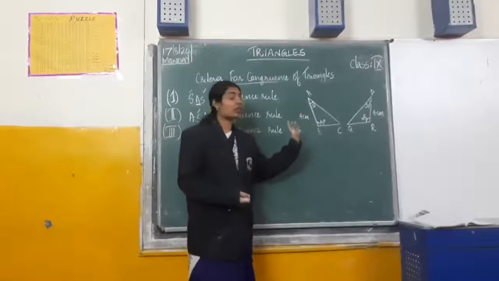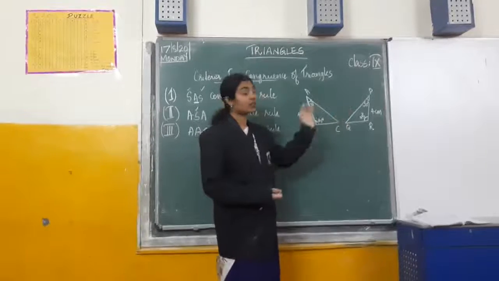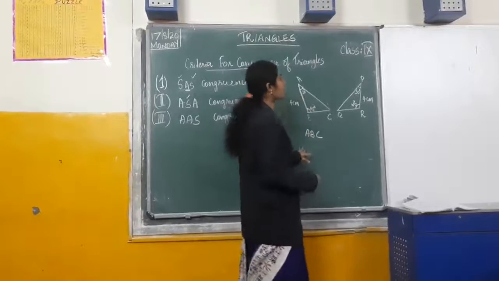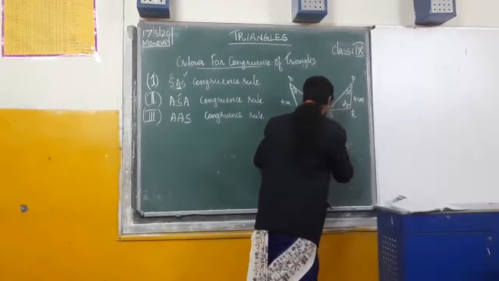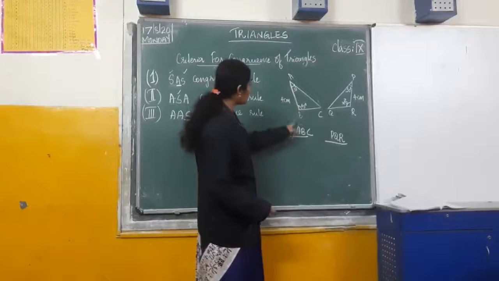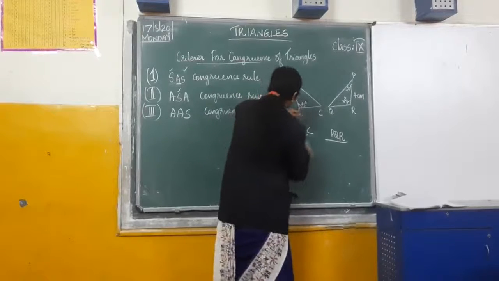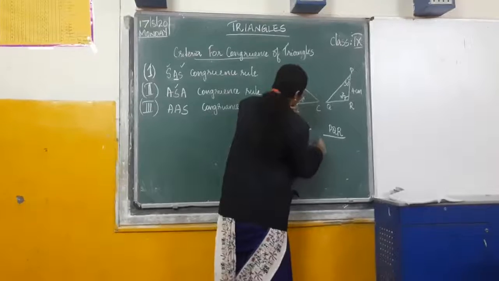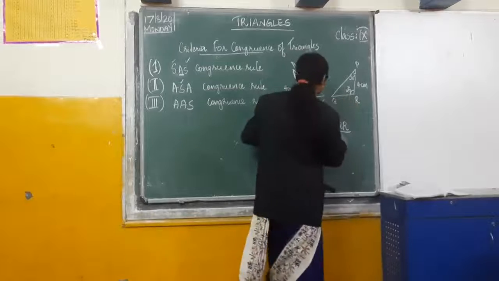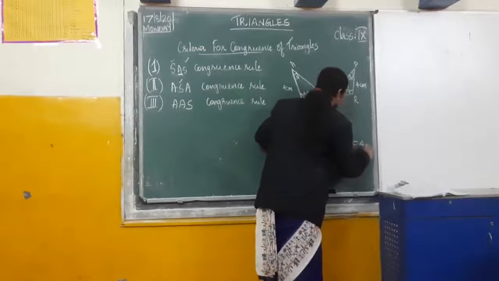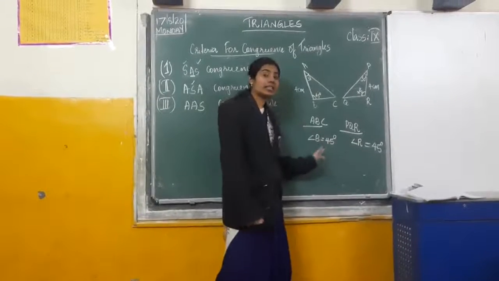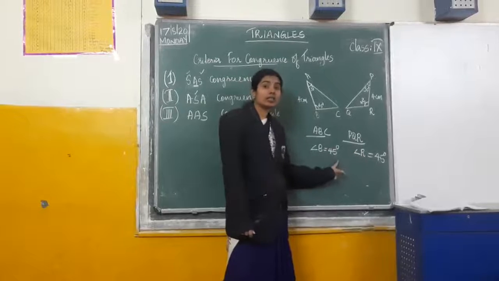See here, I will show one example. You can see two triangles. The first triangle name you can give as ABC, and the second triangle is PQR. In the first triangle they gave one angle, angle B, 45 degrees. What about the second triangle? There also one angle is 45 degrees. Which is that angle? That is angle R. So angle B equal to angle R. What is the reason? Both have the same angle, 45 degrees.